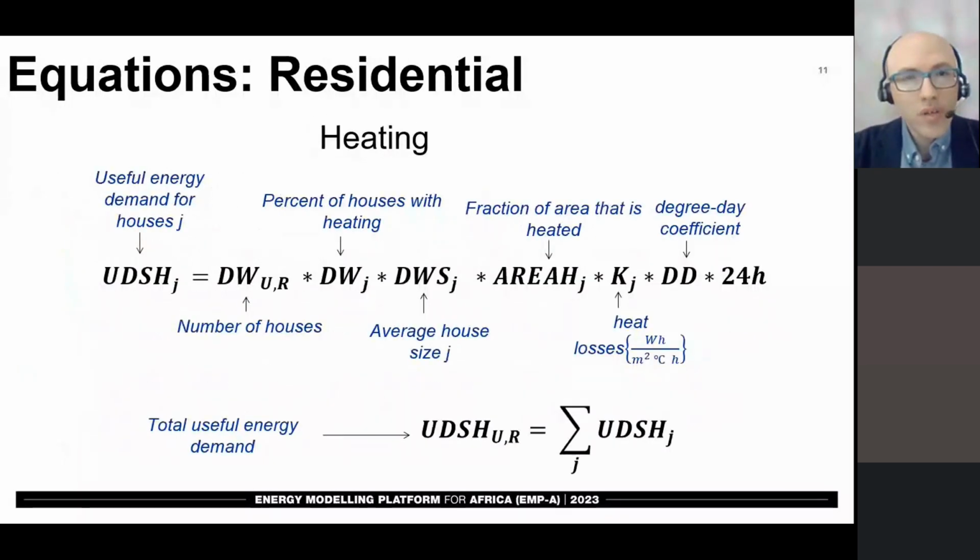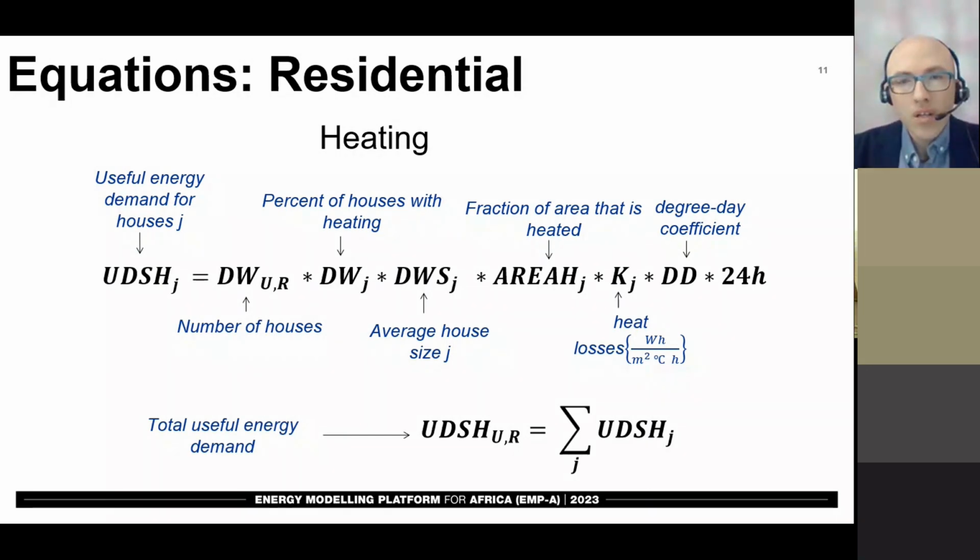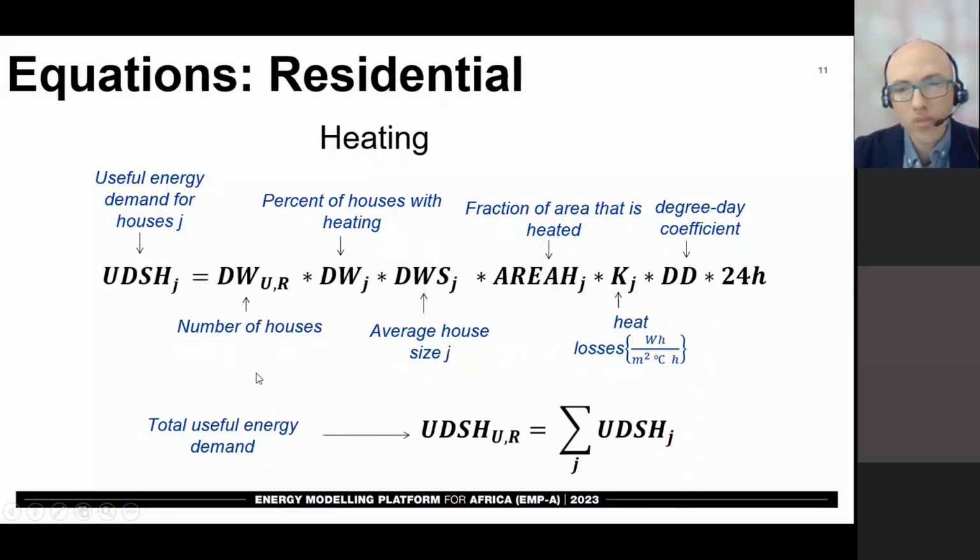So the equation of the heating: the useful energy demand for heating for each type of houses is calculated by multiplying the number of houses by the percent of houses with heating, and this is multiplied by the average house size, multiplied by the fraction of area that is heated, multiplied by the heat losses factor, multiplied by the degree day coefficient, and this is multiplied by 24 hours. And the total useful energy demand for all the houses will be the aggregation of the useful demand for different types of houses.